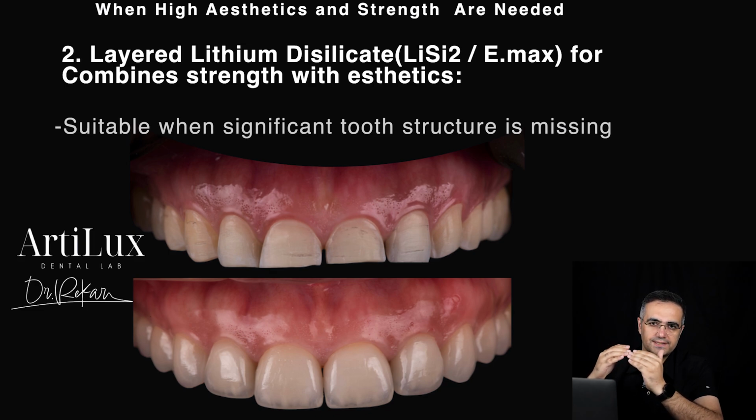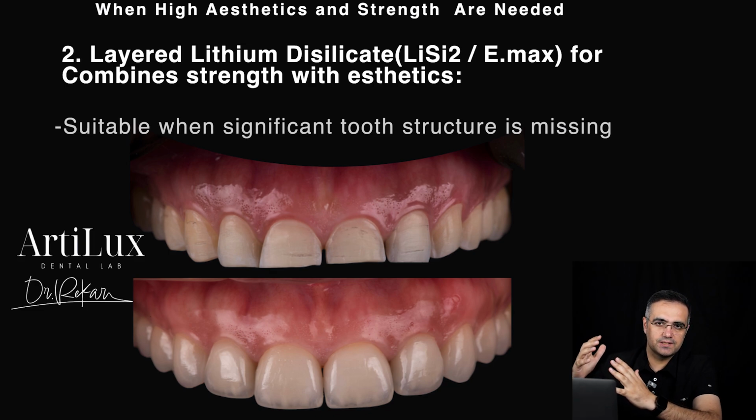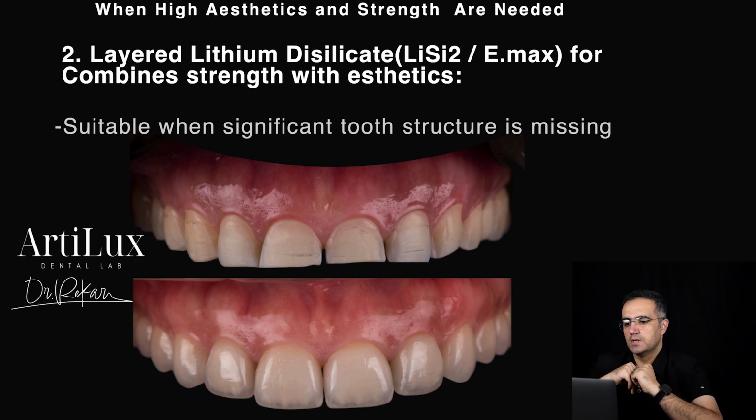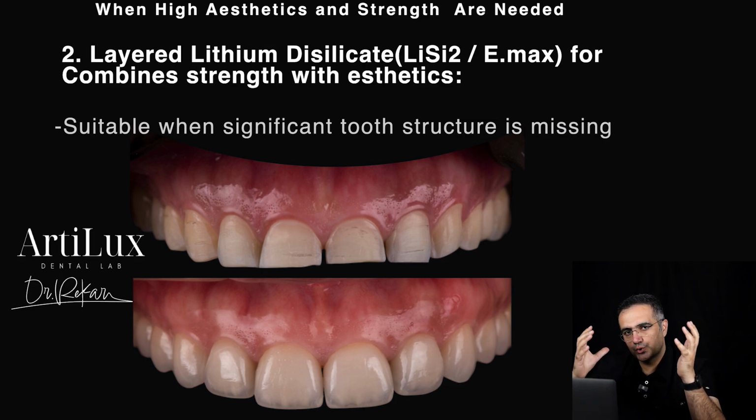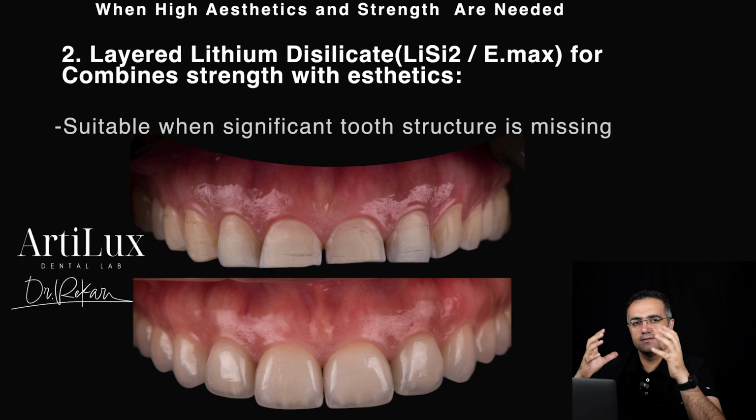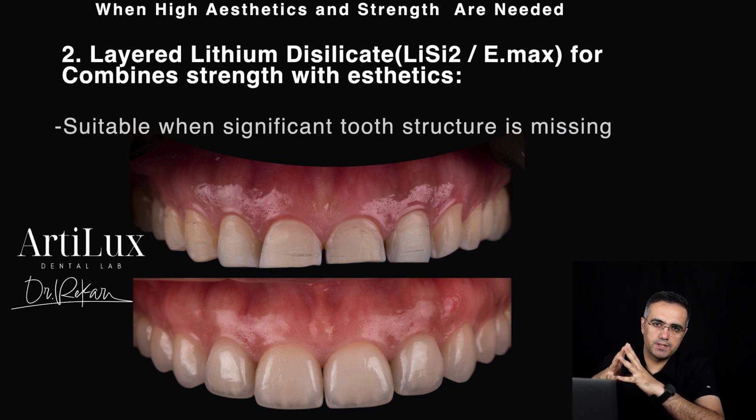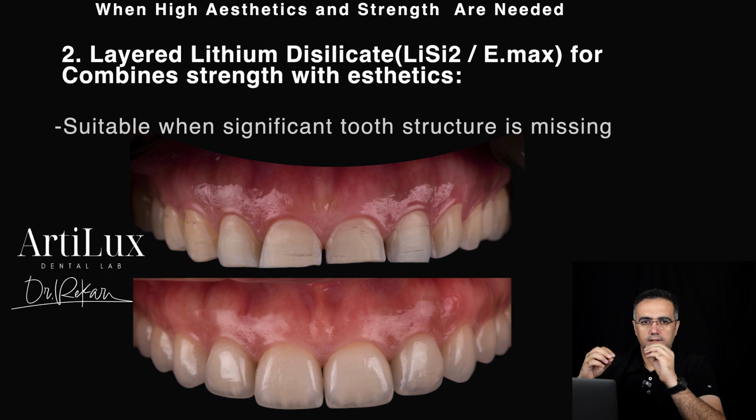So we started from the most translucent material, which is the feldspathic, and we will go toward the materials which are less transparent, more dense and stronger. Of course, we have to keep in mind that choosing the material should be according to the indication, not according to the price from the patient.